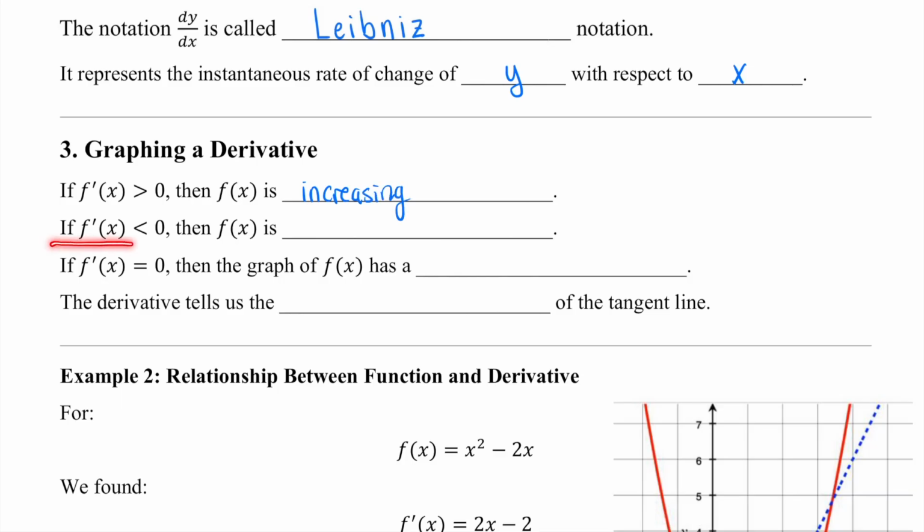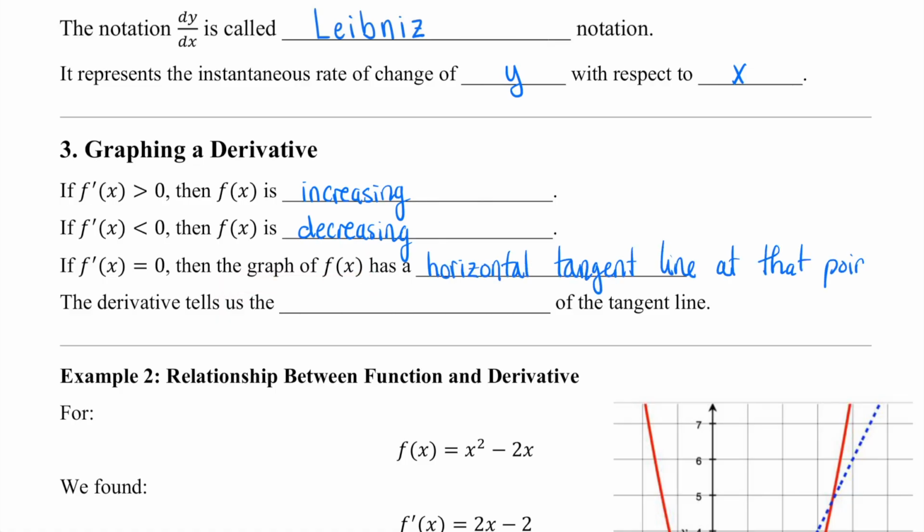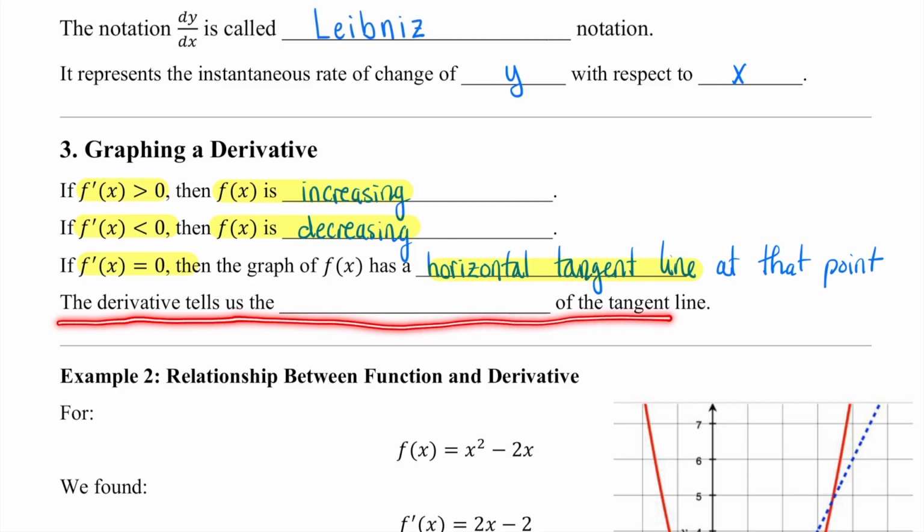If f prime of x is less than 0, that means the derivative is negative, then the slope of the tangent line is negative, which means the function is decreasing. If f prime of x equals 0, then the slope of the tangent line is 0, which means the graph of f of x has a horizontal tangent line at that point. So the derivative tells us the slope of the tangent line.